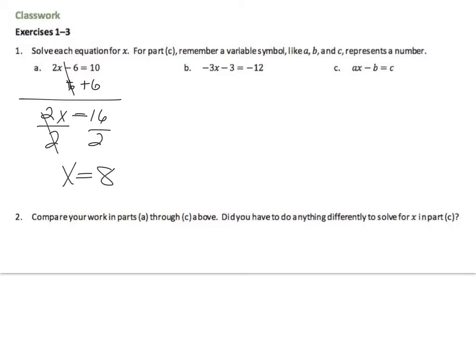With this next one, I need to get x by itself, so I need to move this minus 3 by adding it to both sides. Negative 12 plus 3, negative 9, divide by negative 3, I get x equals positive 3.